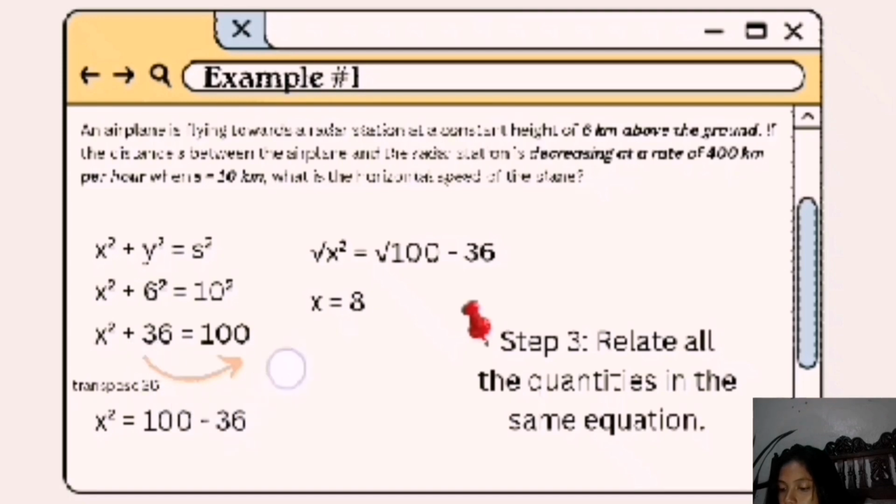Then, nililipat lang natin si 36 sa kabila. So, it will be X squared equals 100 minus 36. Then, after nating ma-minus si 100 kay 36, i-square root natin siya para mawala yung square. Then, si X, value lang na X yung matira. So, si X is equals to 8.